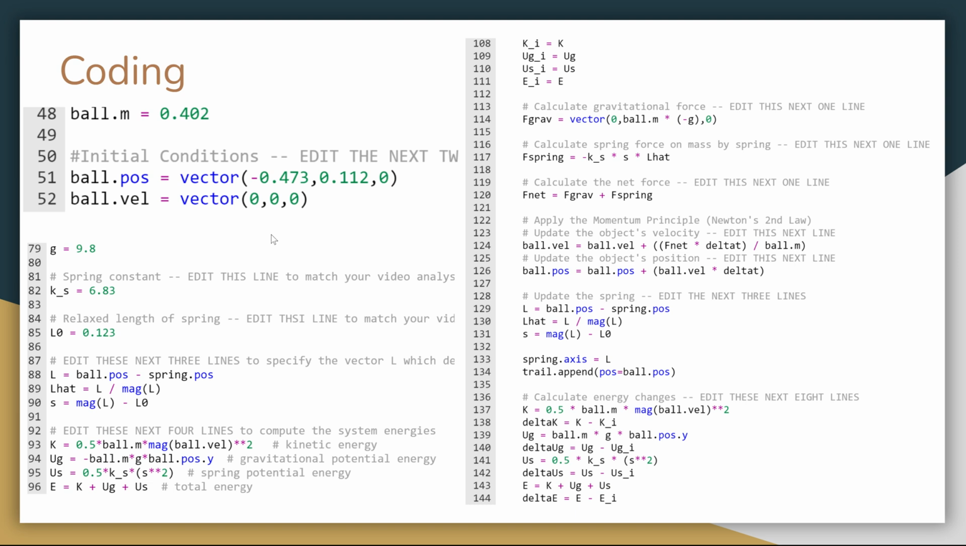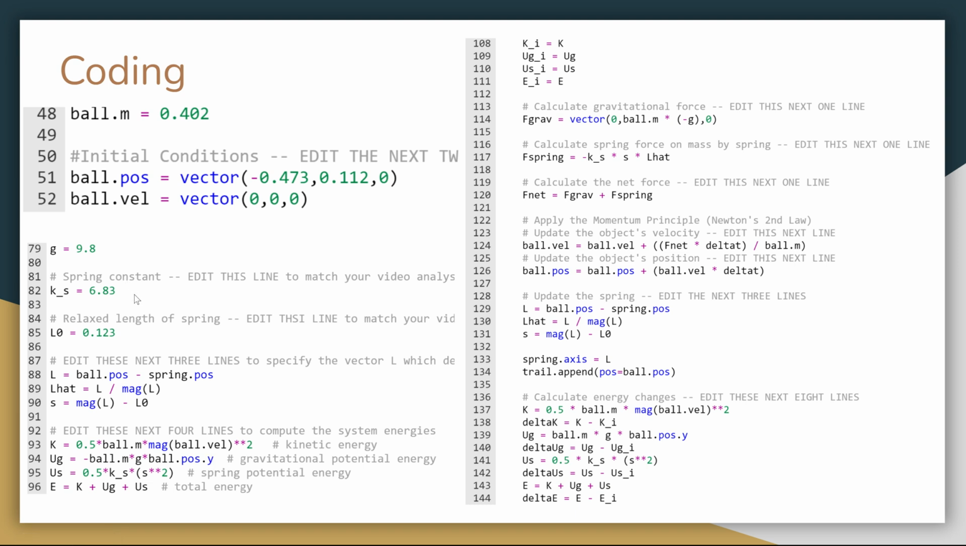We have the ball's mass at 0.402. So the ball's mass, spring constant, relaxed length of the spring, and G were all given in the pre-lecture videos. And using these, the ball's position vector was obtained from the tracker. It was the very first point where the ball velocity was 0.